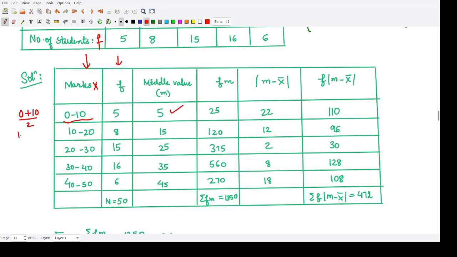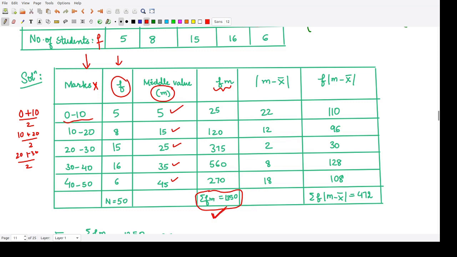And then you calculate 10 plus 20 divided by 2. So that would be 30 by 2, that is 15. Then 20 plus 30 by 2, so that would be 25, and so on. So this is the middle value that we obtained, m. So we multiply this middle value m by this f. So we obtain this quantity fm. So 5 into 5, 25, 18 into 15, 120, and so on. So you add up all this, so you have summation fm, that is equal to 1350. So this is the quantity that you have.